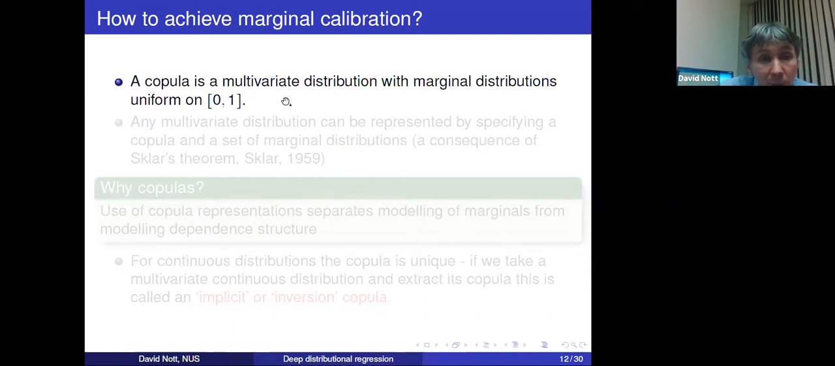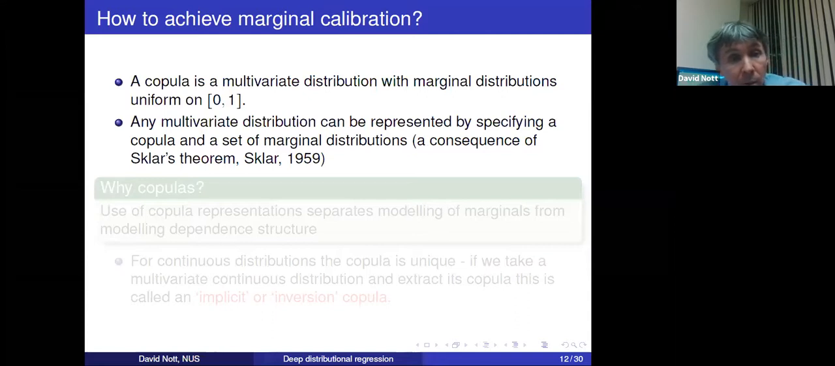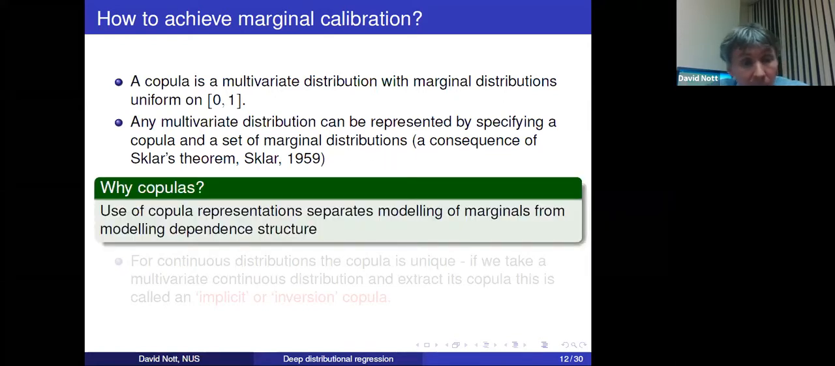For those of you who don't know much about copulas, a copula is a multivariate distribution with marginal distributions that are uniform on the range 0 to 1. You can represent any multivariate distribution by specifying a copula and a set of marginal distributions, and that's a consequence of Sklar's theorem. Copulas are very popular in multivariate modeling, and the reason is that copula representations allow you to think about marginal distributions and modeling dependence structures separately.